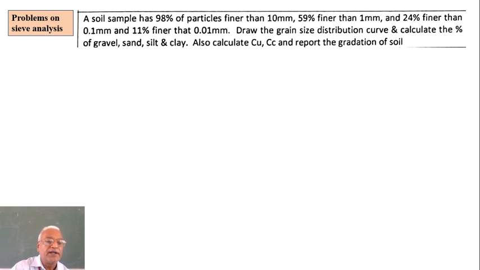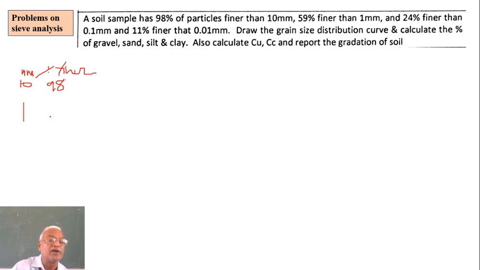Here the data is given slightly in a different manner. A soil sample has 98% of the particles finer than 10 mm. So they have said 10 mm is the size, and percentage finer is 98%, directly given. So it is simply percentage finer. Then 59% finer than 1 mm.